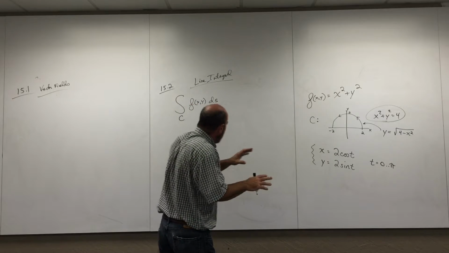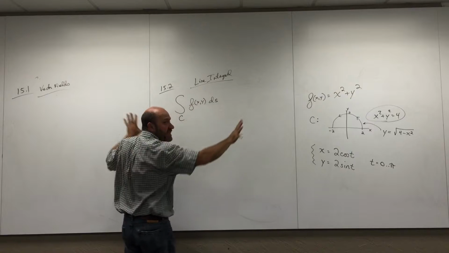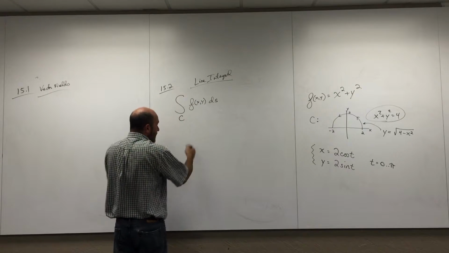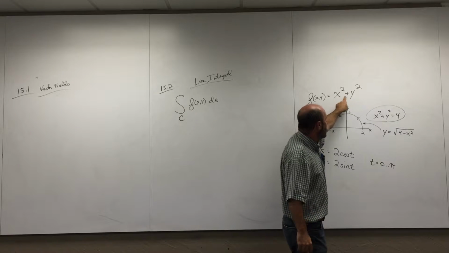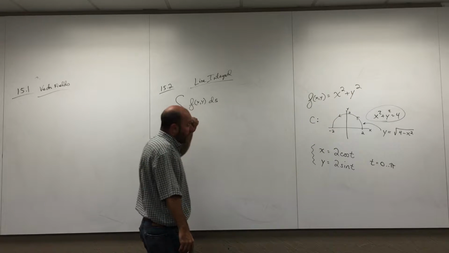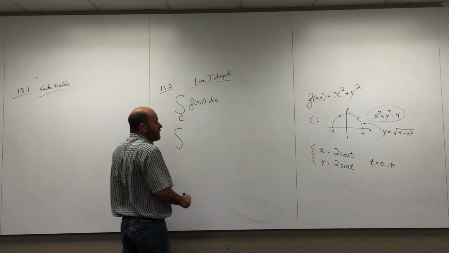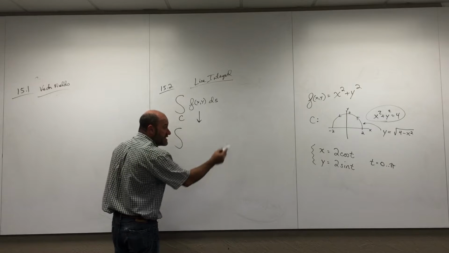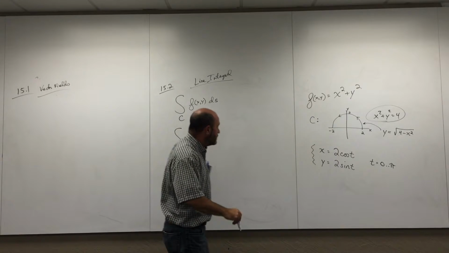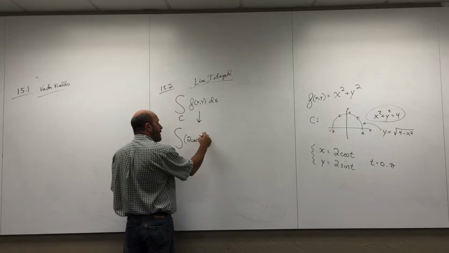See, what we do is when we do this integral, I'm going to set this integral up and I'm going to change the whole thing into t's. As it sits right now, this function I'm trying to integrate is x squared plus y squared, but I'm going to turn it into t's. Here I go. So the function is x squared plus y squared, but when I turn it into t's, x is 2 cos t, so it's 2 cos t squared.